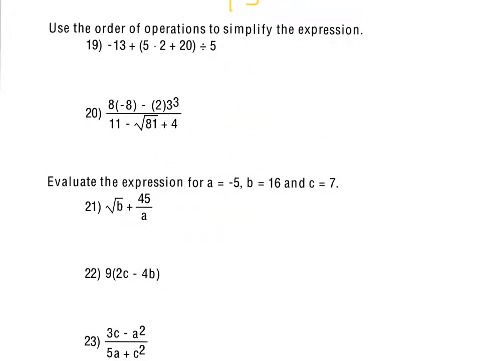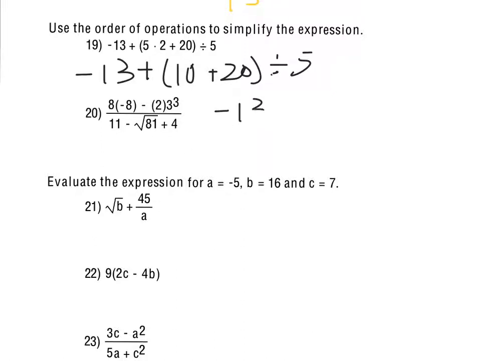So let's see, 19, we're simplifying by using order of operations. We would do the 5 times 2 first. So let's see, adding the 10 plus the 20 divided by 5. Still inside the parentheses, we would do the 10 plus the 20 and get 30.